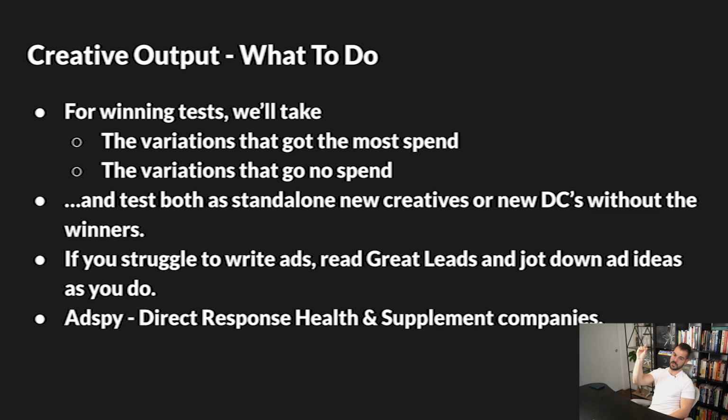But also, if this winning test worked, and now there's all these variations that didn't get any spend, what we'll do is we'll exclude the ones that worked, and then we'll do a dynamic creative again of all the stuff that didn't spend, because essentially that's going to be a whole new variation. And oftentimes, if the main concept worked, those variations will work as well.